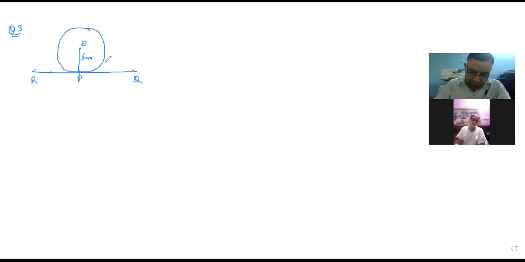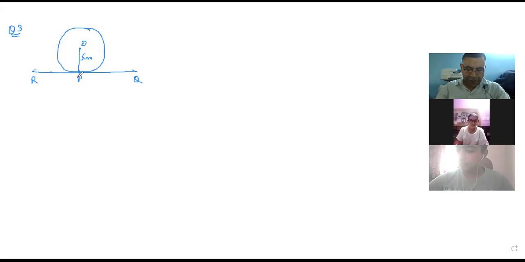The terminology is not clear. A tangent PQ at the point P of a circle of radius 5 centimeters meets a line through the center O at the point Q, so that OQ is equal to 12. Fine. Find the length.